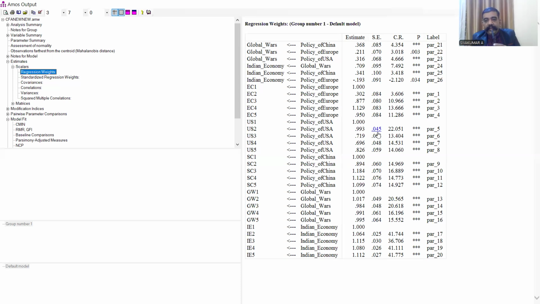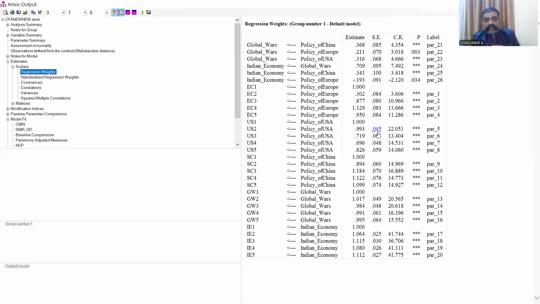In the second case, policy of Europe and global wars, you can see the estimate value, SC value, T value, P value. The P value is 0.003. That value is again less than 0.05. That means the researcher can reject the null hypothesis. That means there is a relationship. That is the answer. Okay.